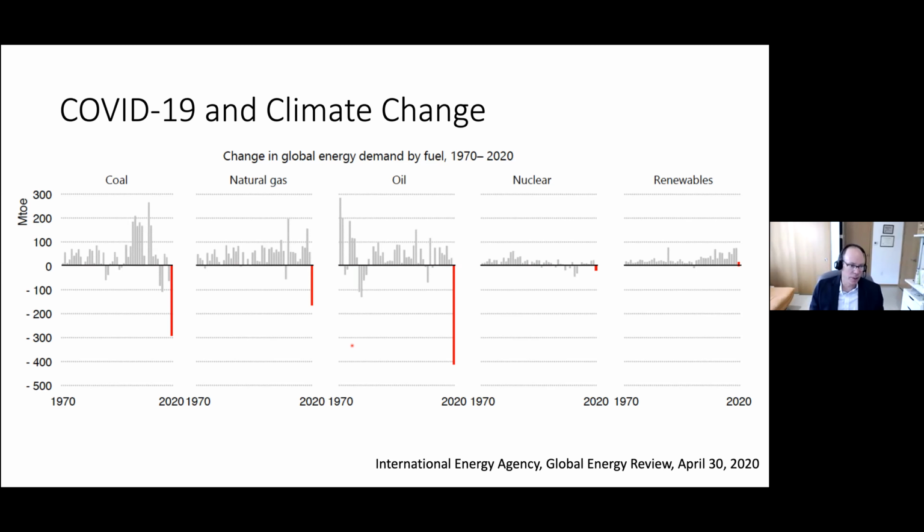Each of these is a value of the change every year in the energy demand by fuel. So coal is expected to have the largest decrease in 2020, followed by oil. Actually, sorry, oil has the largest decrease on this scale, then natural gas, then coal. Nuclear also. You'll notice renewable energy actually increased slightly despite the fact that total energy demand went down. And in aggregate, I think it's about a 10% reduction in fossil fuel use averaged over the year. During the height of lockdown, when industry was also shut down, it was more like a 20% reduction.